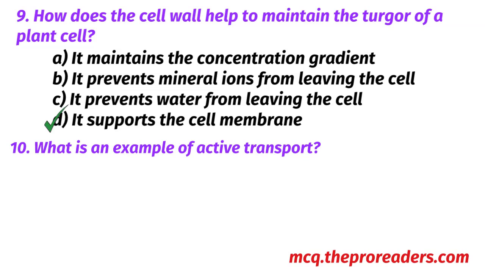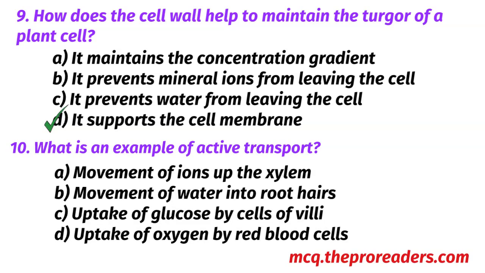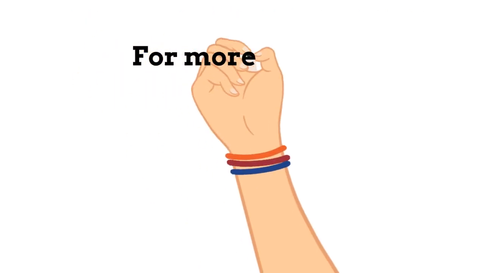What is an example of active transport? Movement of ions up the xylem, movement of water into root hairs, uptake of glucose by cells of villi, uptake of oxygen by red blood cells. Option C, uptake of glucose by cells of villi is the correct answer.